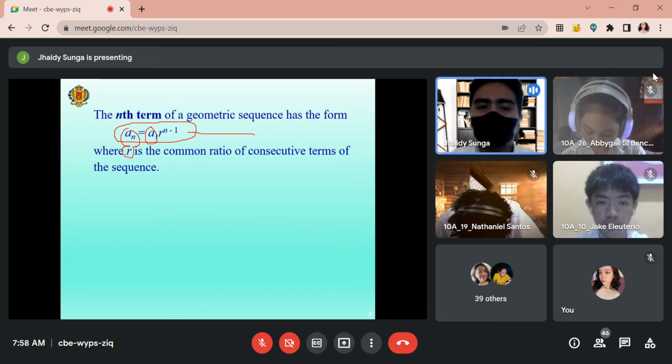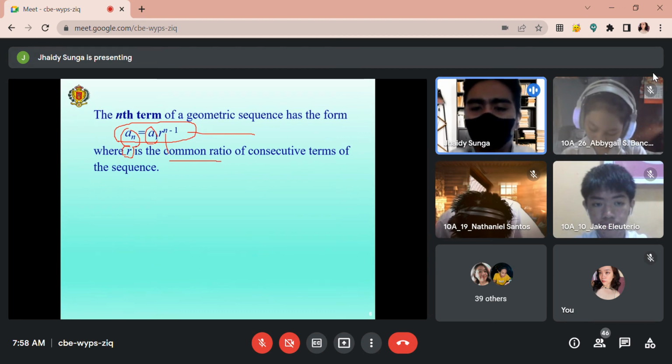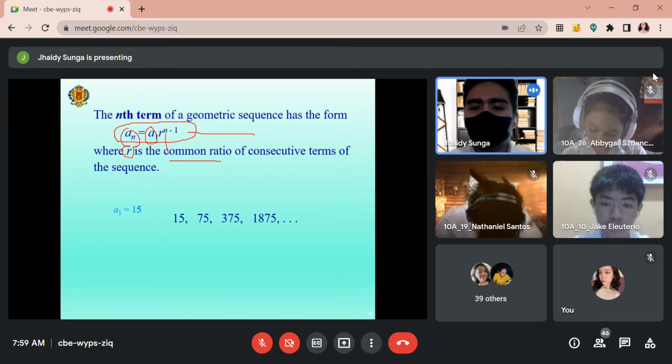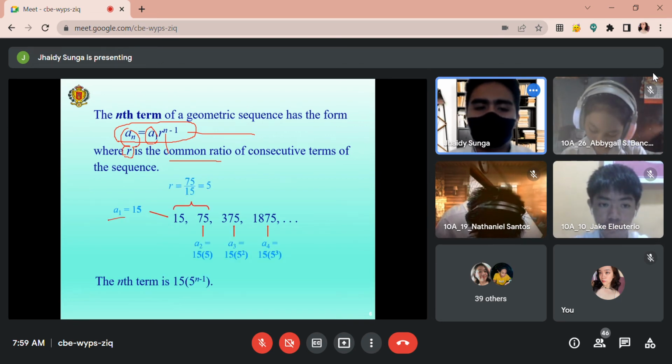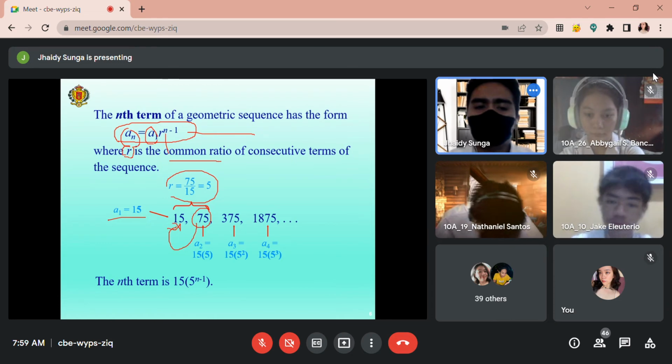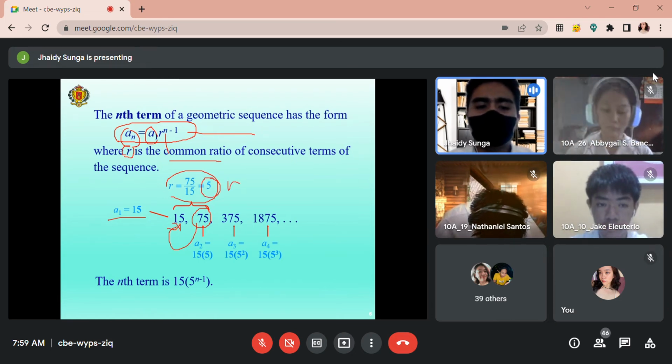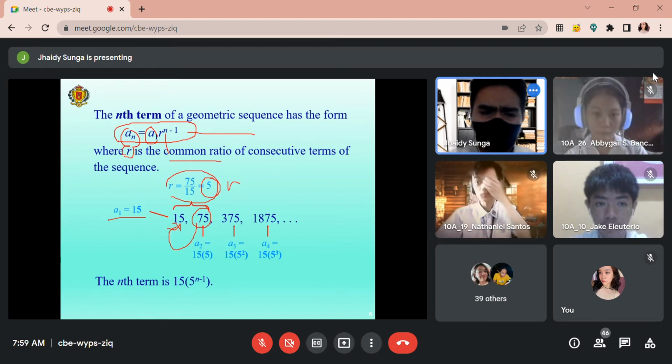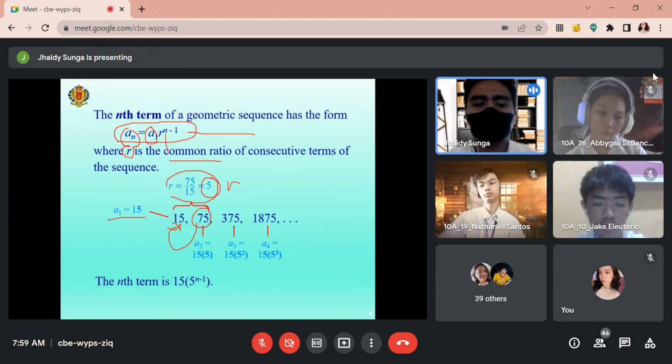So r is the common ratio, and n is the term number again. So we have this example. This is the first term, and the common ratio, which is 75 divided by 15, gives us 5, which is r. And we have the n. How are we going to find n?